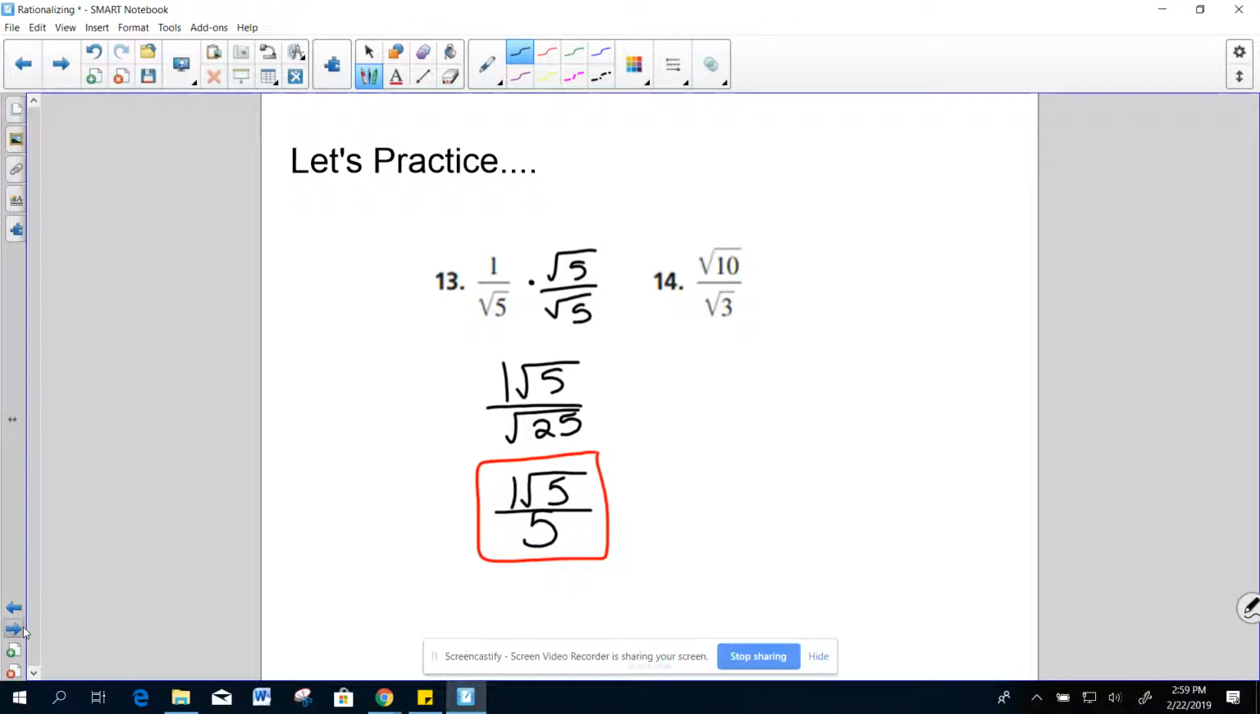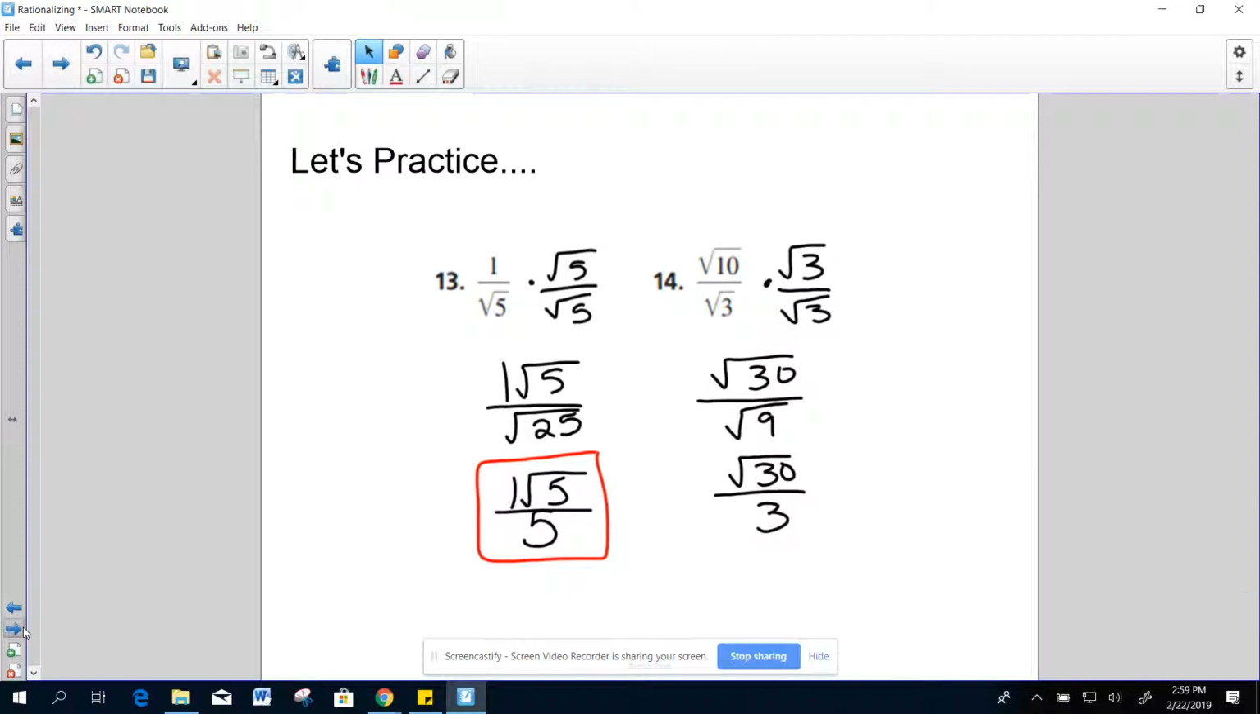Example number 2. I have rad 10 over rad 3. I want to get rid of that denominator, so I'll multiply by my denominator, both top and bottom. I would have rad 30 over rad 9. Notice rad 9 can simplify, so I would have rad 30 over 3. That would be my final answer, as rad 30 does not simplify down with nice factors.